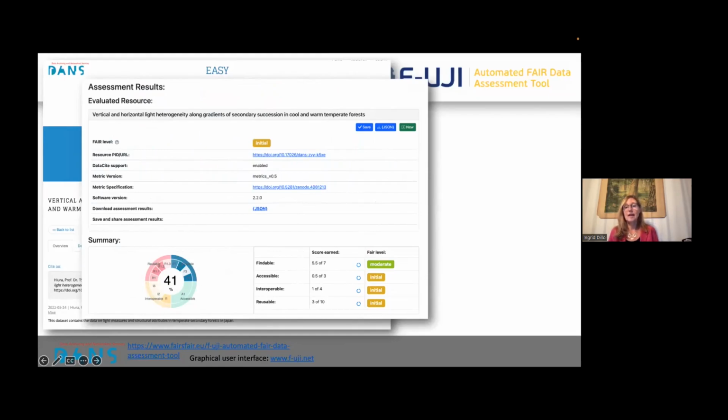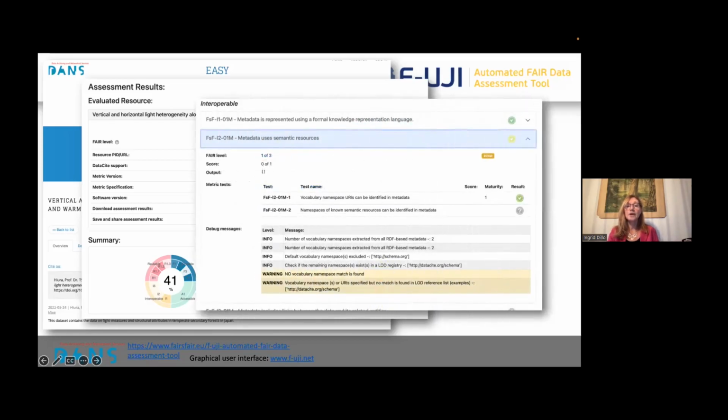So this data set has a moderate fairness with respect to findability. And for all the other elements, the data set is still in its initial phase. This tool also provides a lot of verbose information about the elements that are lacking. For example, under interoperability, and the metric that the metadata should use semantic resources, this data set is missing a couple of elements. By pointing this out, it's also a good instrument to help increase the fairness of a data set.